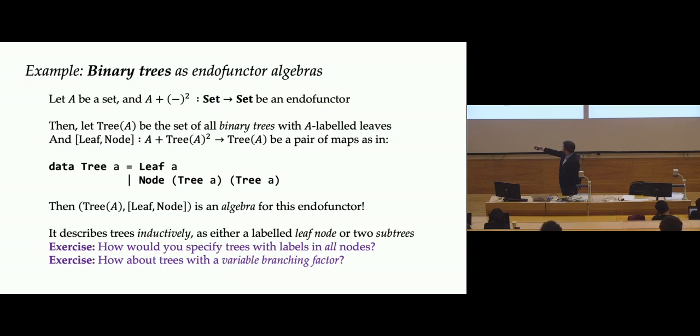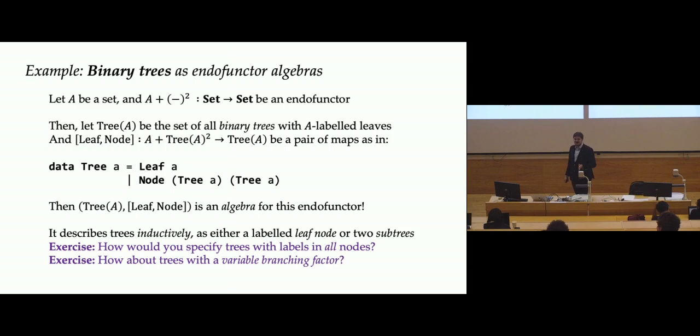And then, once again, this combination of tree of A as a carrier object and leaf and node as structure maps is an algebra for this particular endofunctor A plus blank squared. And once again, just like in the case of lists, it describes trees in an inductive manner, either as a leaf node containing an element of set A, or as two subtrees, a left one and the right one. Now, of course, this is a very particular way to represent trees, which forces them to be binary and puts no labels in the intermediate nodes, only in the leaves.